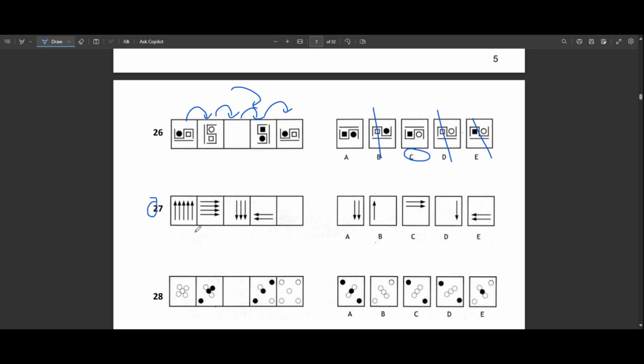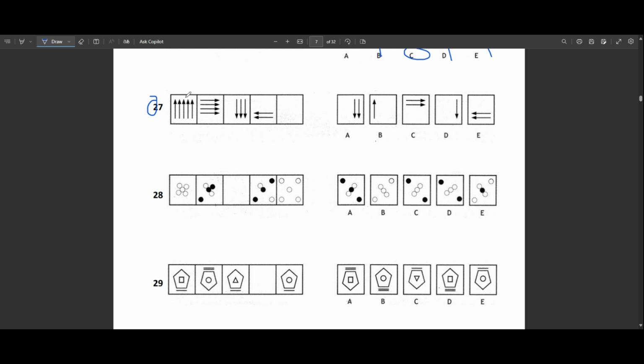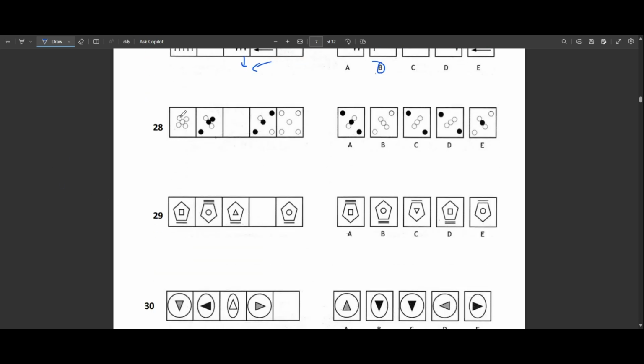So option C. Question 27, you got 5 arrows that are pointing up, then 4 arrows that are pointing right, 3 pointing down, 2 pointing left. Next one's going to be pointing up because it's rotating 90 degrees each time, and it's only going to be 1 arrow. Question 28, you got 5 balls on all of these, but this one gets separated.